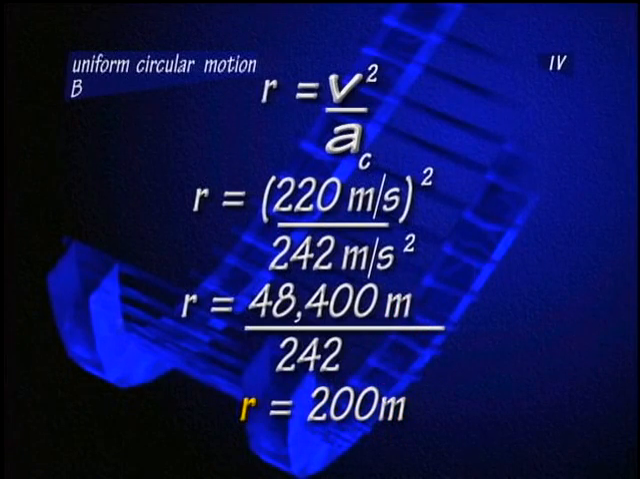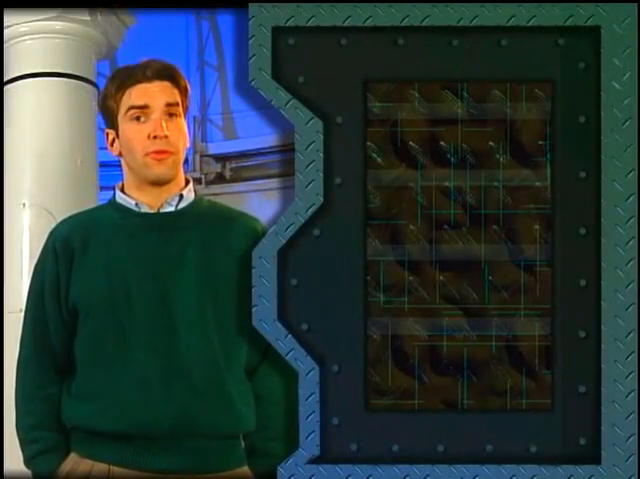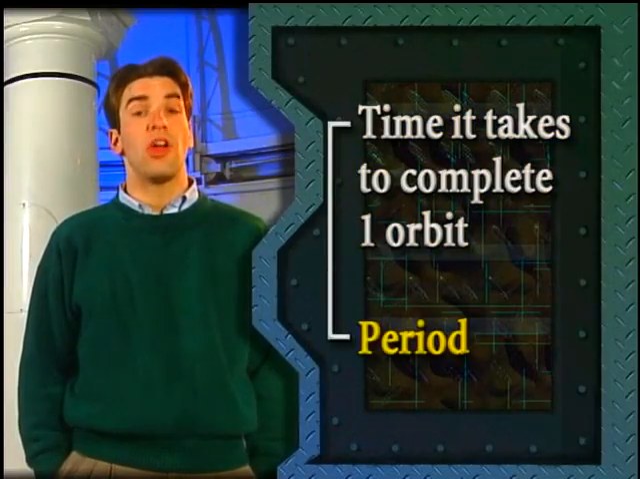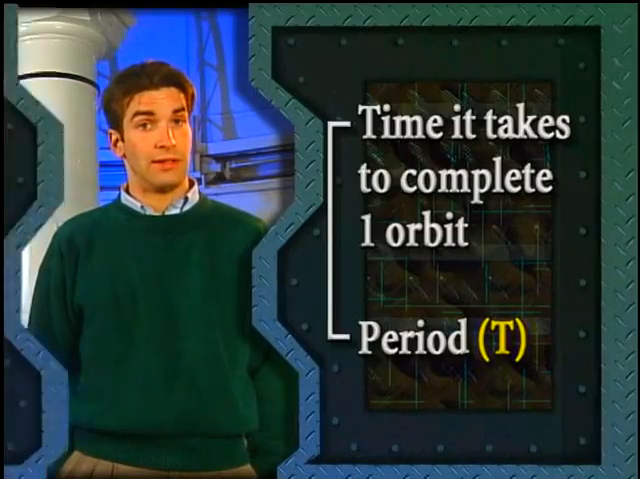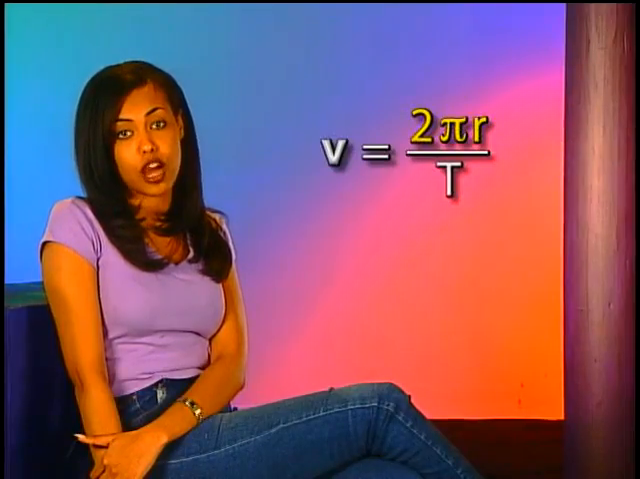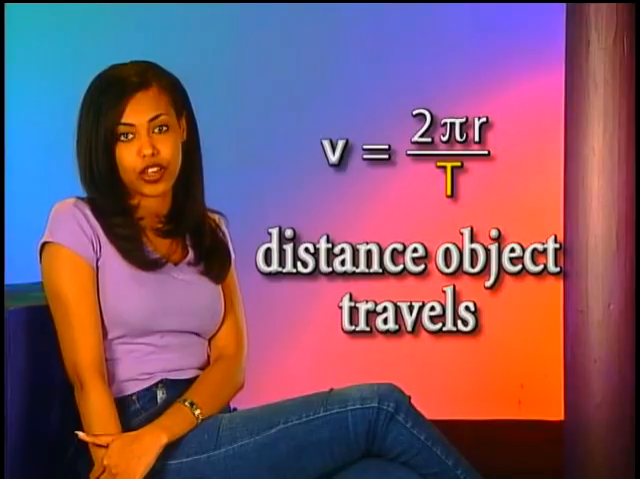Therefore, the radius of the circular path traveled by Bright as Light and her Uber Mean Machine is 200 meters. When an object is in uniform circular motion, the time in seconds it takes to complete one orbit is called its period, represented by capital T. We all remember from geometry that the circumference of any circle is 2 pi r. When an object covers one round trip, the velocity of the object is the distance the object travels, 2 pi r, divided by the period. So v equals 2 pi r over T.